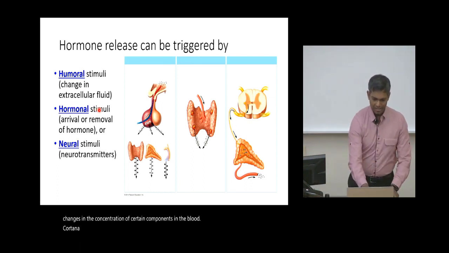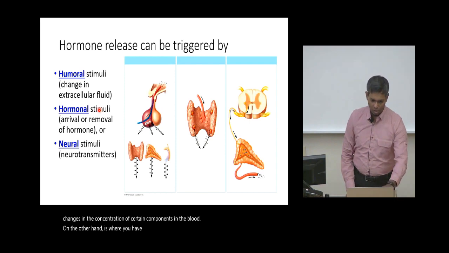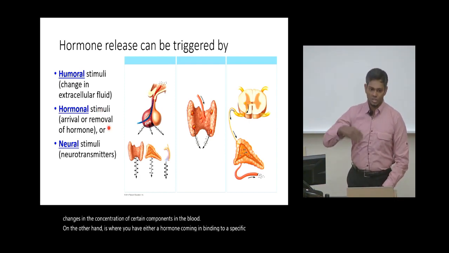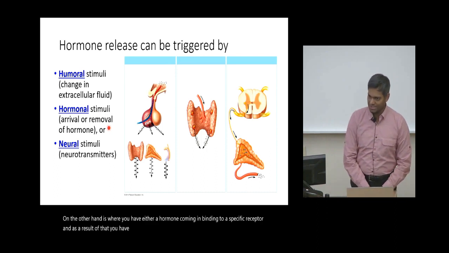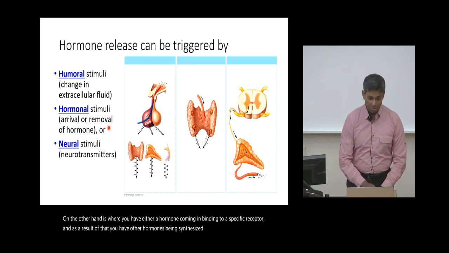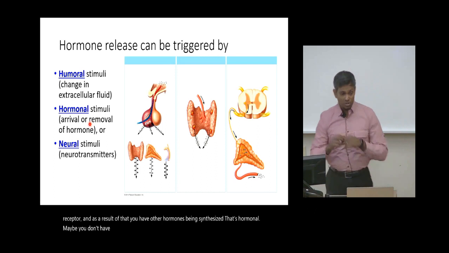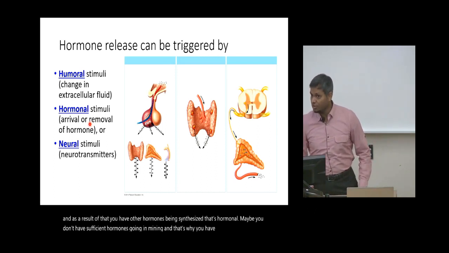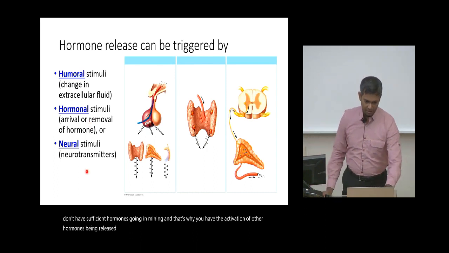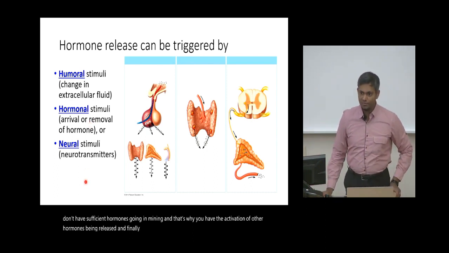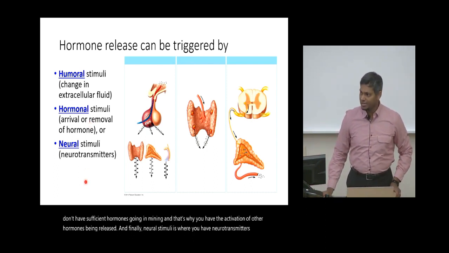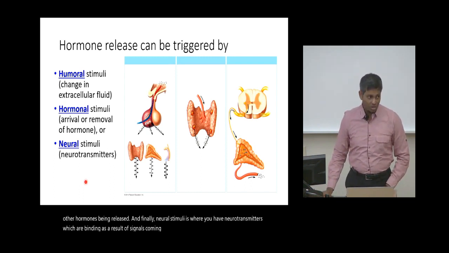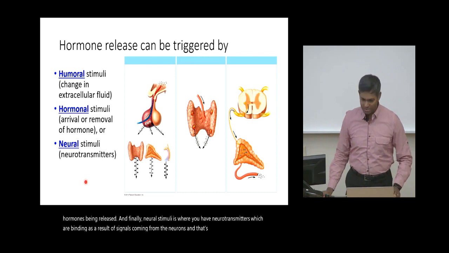Hormonal, on the other hand, is where you have a hormone coming in, binding to a specific receptor, and as a result of that, other hormones are synthesized. That's hormonal. Or maybe you don't have sufficient hormones coming in and binding, and that's why other hormones are released. And finally, neural stimuli is where neurotransmitters bind as a result of signals coming from the neurons, and that's why hormones are released.